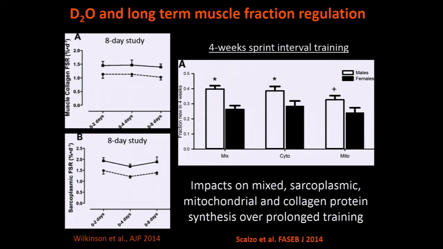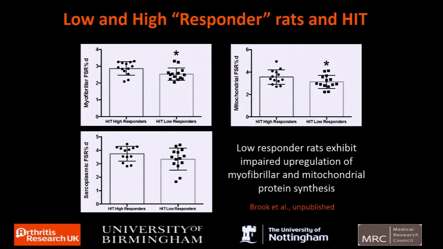And this is a study which supports the notion of using deuterium oxide, again, not from our lab, from Ben Miller, one of Ben Miller's studies, basically showing that in 4 weeks of sprint interval training, when comparing males and females, the response in each of these fractions, mitochondrial, mixed, and sarcoplasmic, was greater in the males than that of the females. So this can give you quite a lot of insight about how exercise is regulating specific fractions.